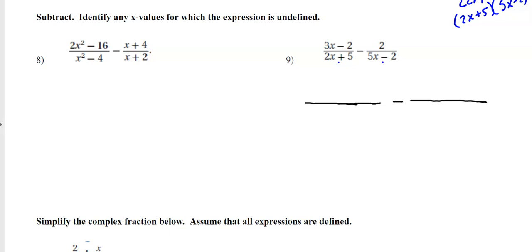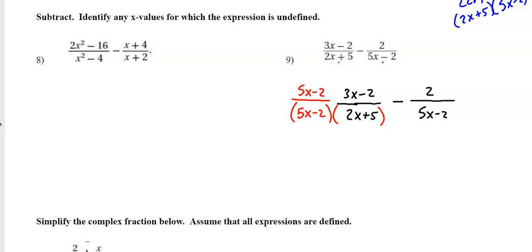So over here, maybe I'll write this a little bit different. Over here, I have 3x minus 2 over 2x plus 5. But for a common denominator, I need to multiply by a 5x minus 2. And on this side, I need to multiply by a 5x minus 2, because that's multiplying by 1. Over on this side, we already had 2 over 5x minus 2. Well, I need to multiply this side by the 2x plus 5, over itself. You're always going to do it over itself.